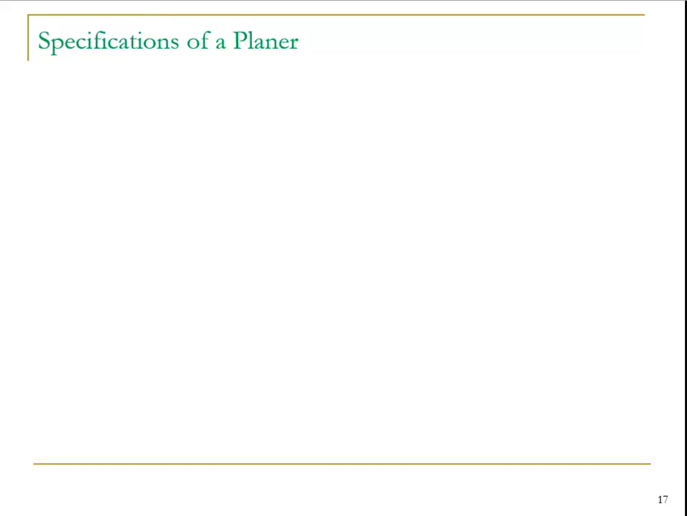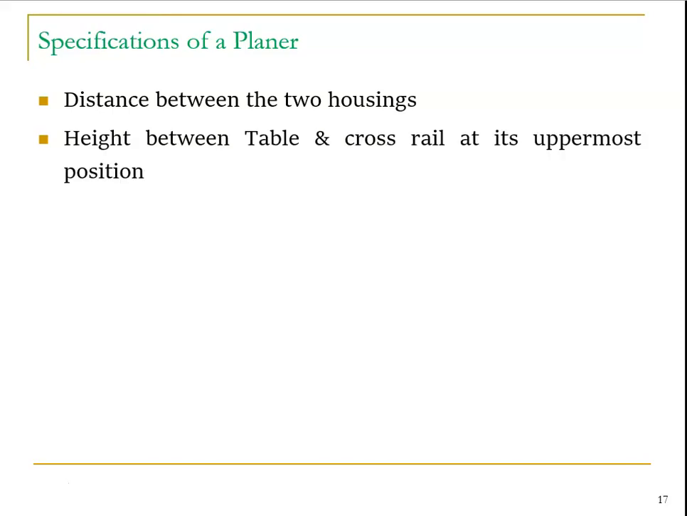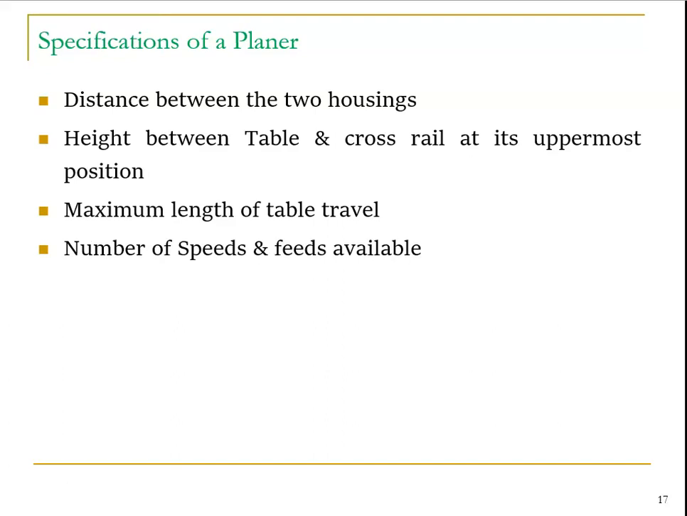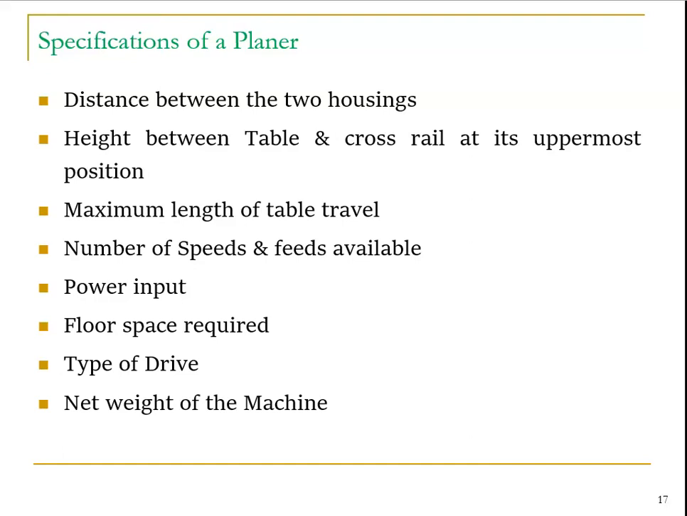Now we are going to see the specification of the planer. Again, this is similar to our shaping specification. Distance between the two housings, height between the table and the cross rail and its uppermost part, maximum length of table travel, number of speeds and feeds available, power input, floor space required, type of drive, net weight of the machine. So these are the specifications of the planer.